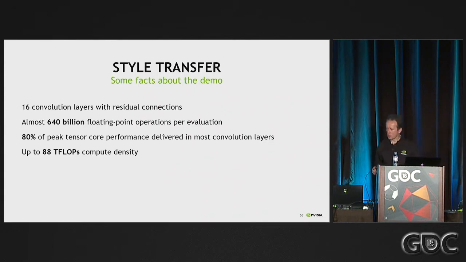If you count up the total number of operations in the network, it turns out to be 640 billion floating point operations per evaluation, per frame. It's a huge amount of compute work. With the meta commands path, we're able to achieve 80% of peak Tensor core performance in most convolutional layers, which I'll call pretty good. We still have some headroom, but it's close to peak. Translating it to teraflops, we're talking 88 teraflops compute density out of 110 available on Titan V.